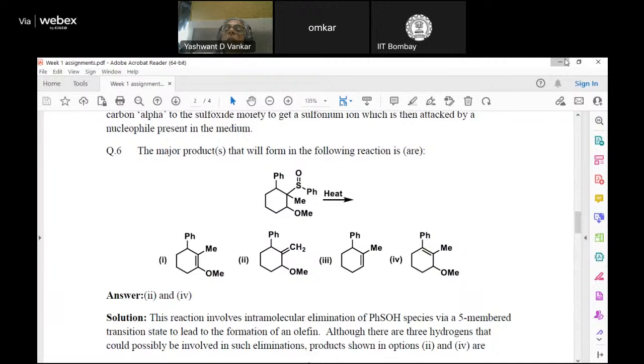Yeah, but it only increases the rate. It will not do anything to the stereochemistry. It gives electron density, yes, that is true. But in which way does it affect the stereochemistry?